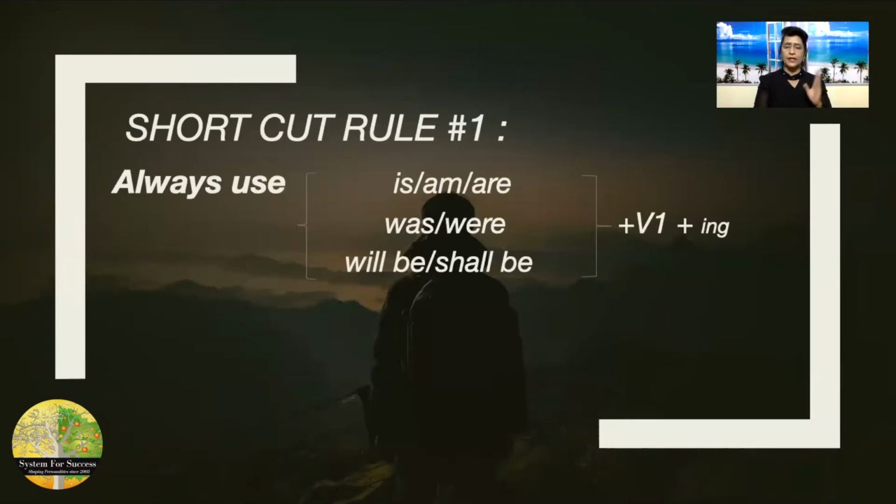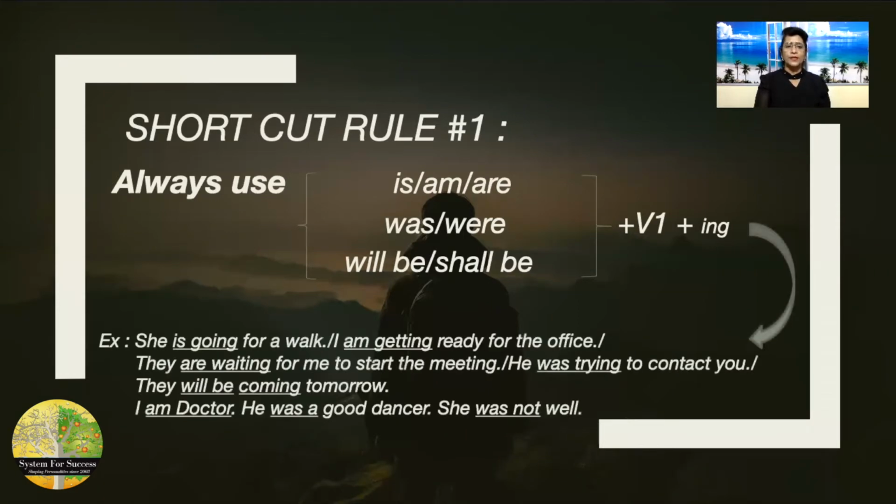So, wherever we will use is, am, are, was, were, will be, shall be, it is always followed by first form of the verb and then ing. Examples: she is going for a walk. I am getting ready for the office. They are waiting for me to start the meeting. He was trying to contact you. They will be coming tomorrow. So all these sentences are for your reference.